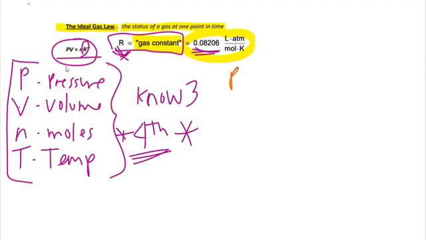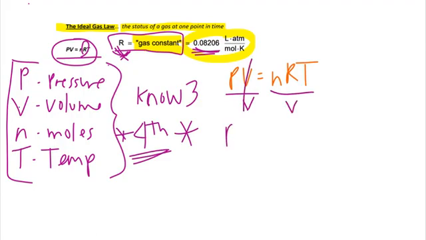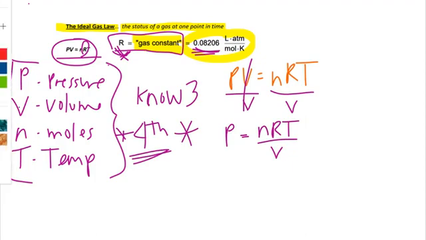If we know that pressure times volume is equal to moles times R constant times T, and I say, okay, let's solve for pressure, that means I need to get rid of what pressure is attached to. Pressure is attached to volume by multiplication. So using algebra, I need to divide by volume on both sides. So pressure is equal to nRT divided by volume. And hopefully you feel pretty comfortable with that.